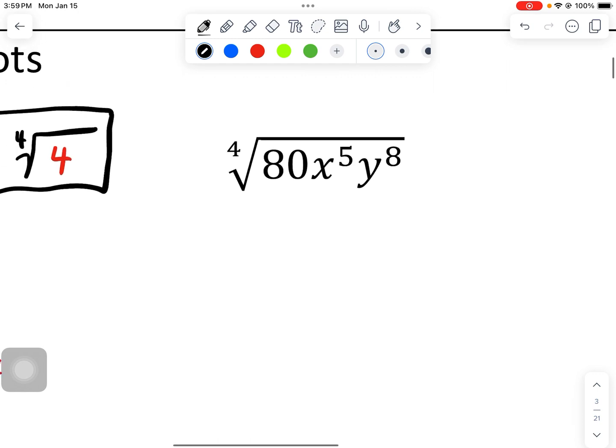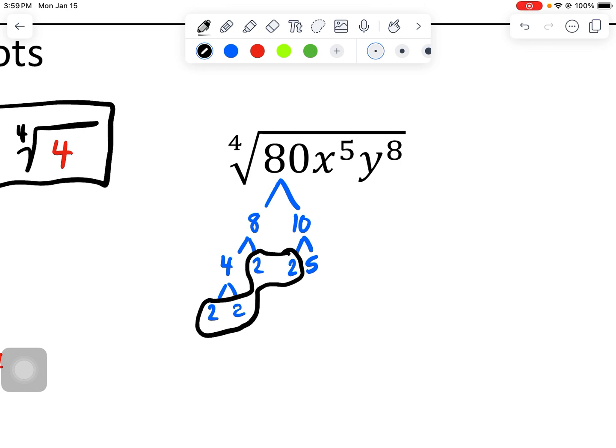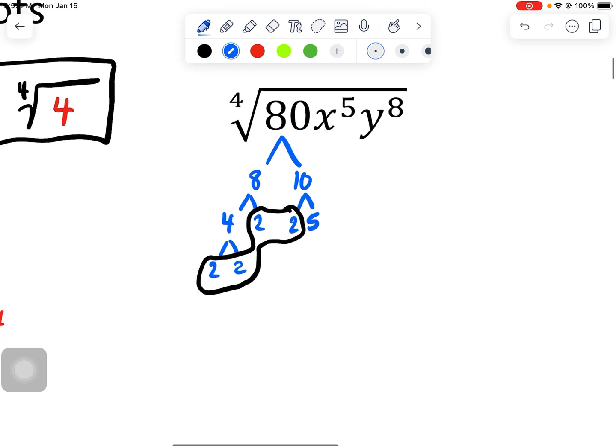Continuing on here, we have the fourth root of 80 x to the fifth y to the eighth. So in this case, I'm going to break it down. I'm going to start with the 80. Let's go like 8 and 10. 8 breaks up into 4 and 2, 2 and 2. 10 breaks up into 2 and 5. And the reason I chose that is because now I can see 4 of a kind here. Those are all going to come out as a single 2. But I'm going to be left with this 5 inside.